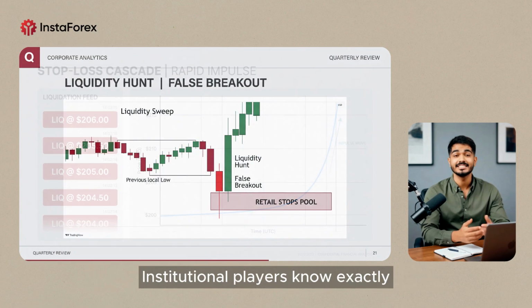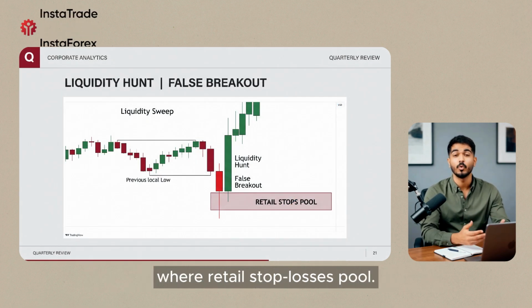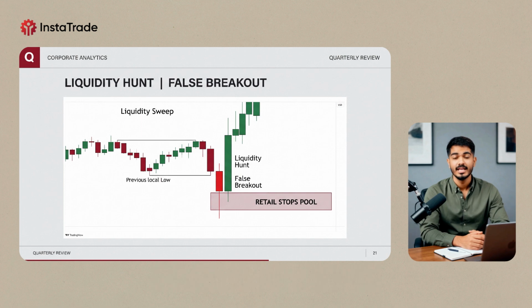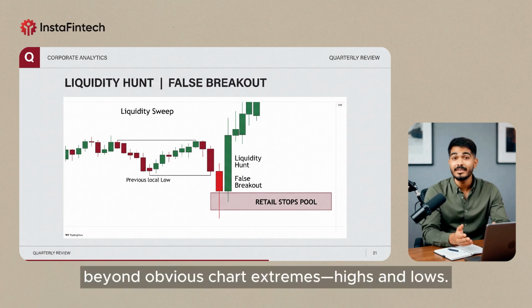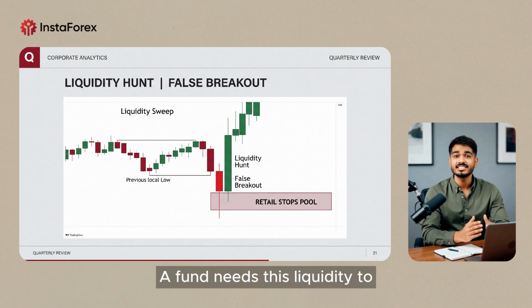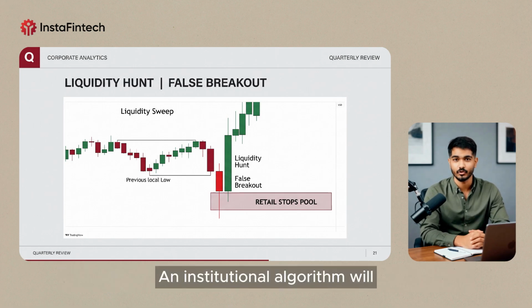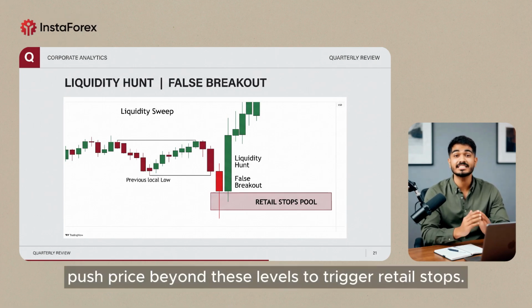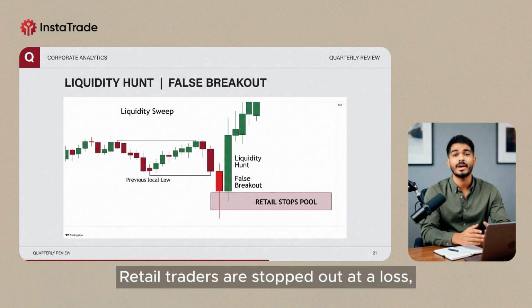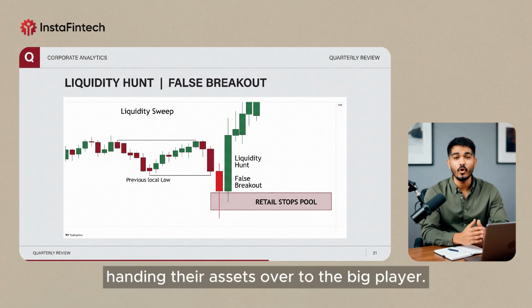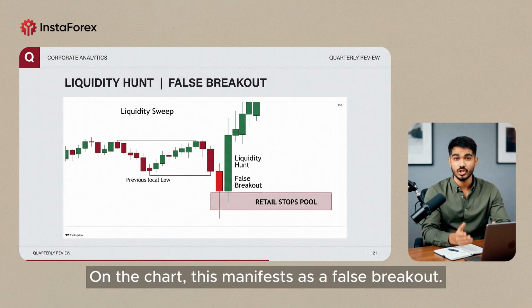Institutional players know exactly where retail stop-losses pool. These liquidity pools sit right beyond obvious chart extremes, highs and lows. A fund needs this liquidity to enter or exit massive positions without heavy slippage. An institutional algorithm will push price beyond these levels to trigger retail stops. Retail traders are stopped out at a loss, handing their assets over to the big player. On the chart, this manifests as a false breakout.